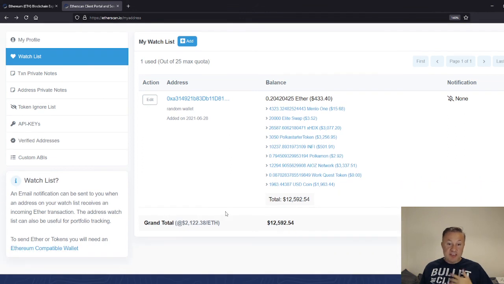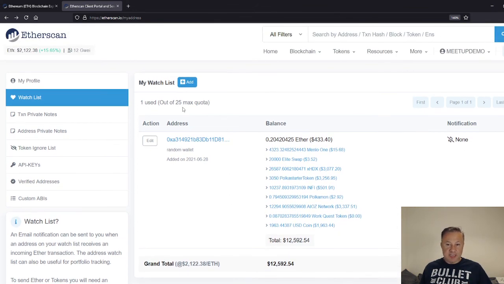So, you can add as many of these as you want. I think it says up there about 25, but I'd be surprised if you need to track more than 25 wallets. And really, just for a basic introduction to what Etherscan can do for you, that is it. So I really hope it's been useful. As I said, there's a lot more stuff you can do. This is just some of the high level stuff, just to give you an idea.